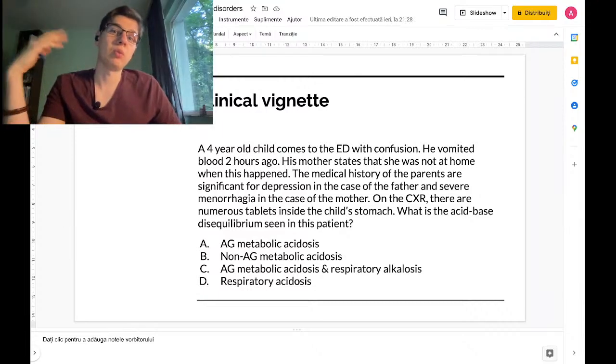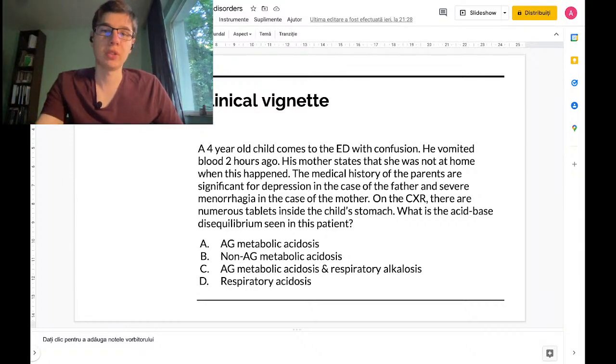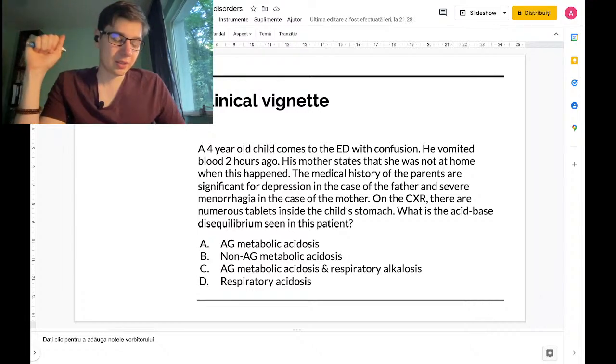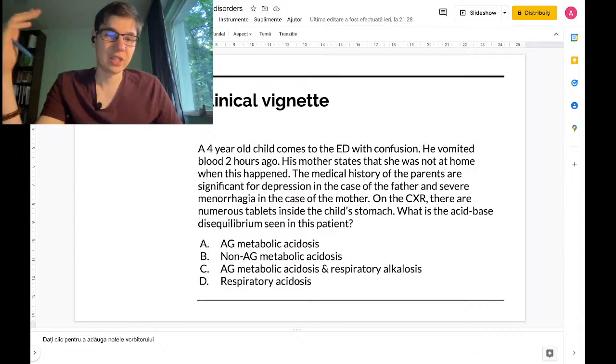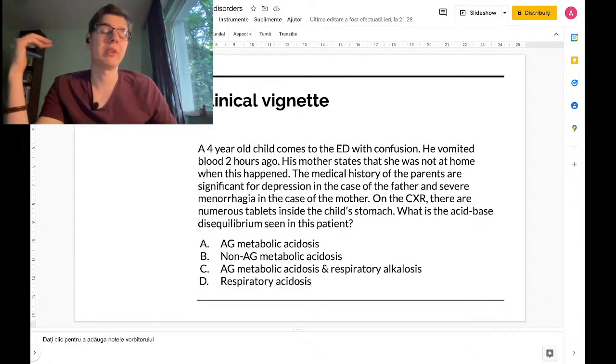Before voting, I will warn you that there is another choice that could be true, but is not within the answers. Bonus points are given to the student who identifies a second acid-base disequilibrium that could appear in this patient.